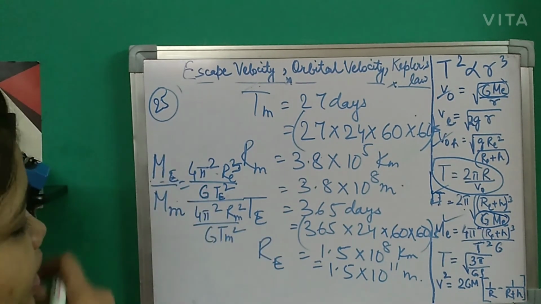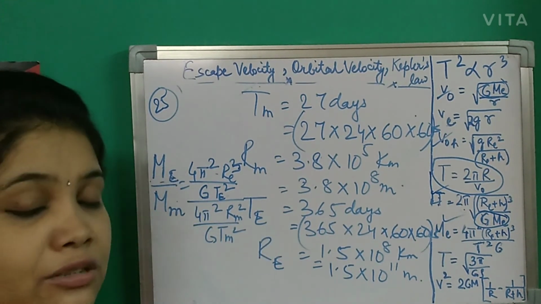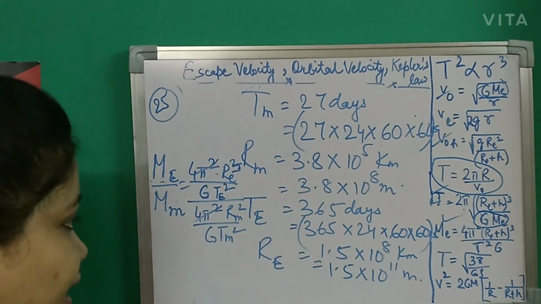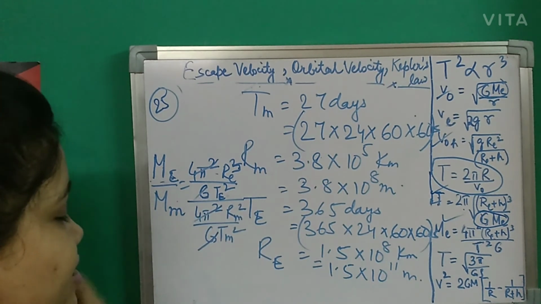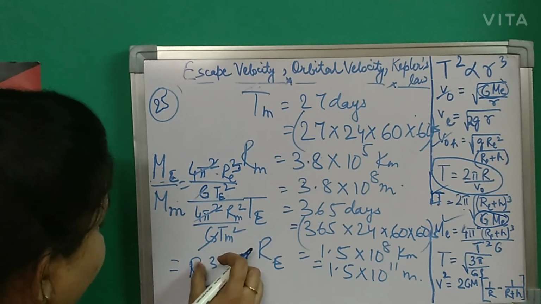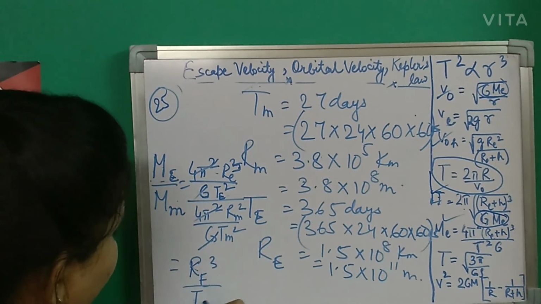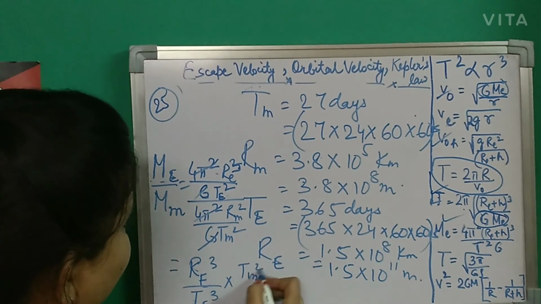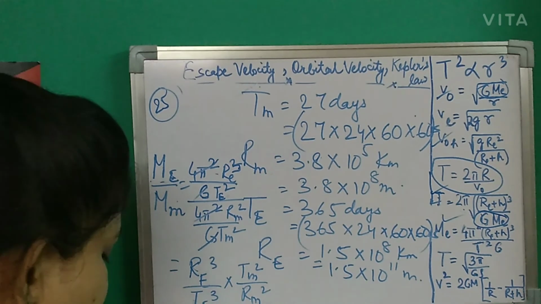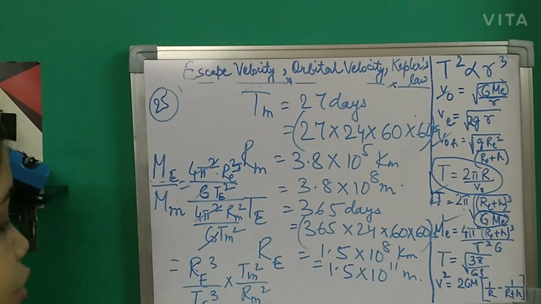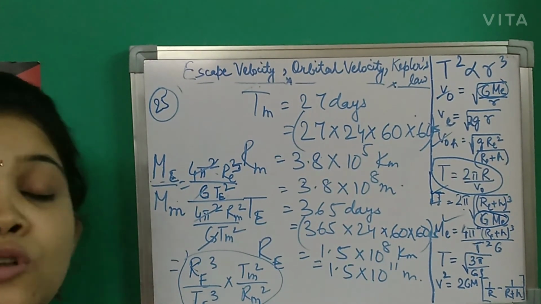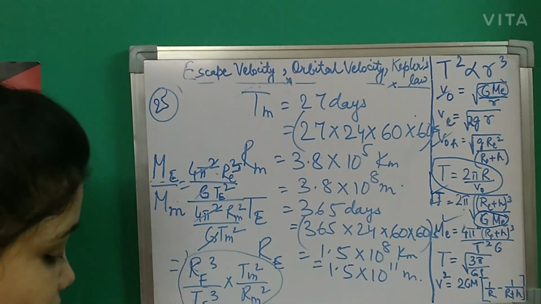So by solving and putting the values, you will get the ratio. You can see here 4 pi will easily get cancelled. G will get easily cancelled. What are you left with? RE cube by TE square into TM square by RM cube. Just put the values, solve, and you will get the answer. You know RM, you know RE, you know TM, you know TE. Put it in this, solve and get the answer.